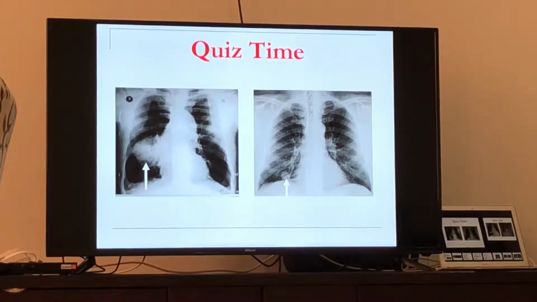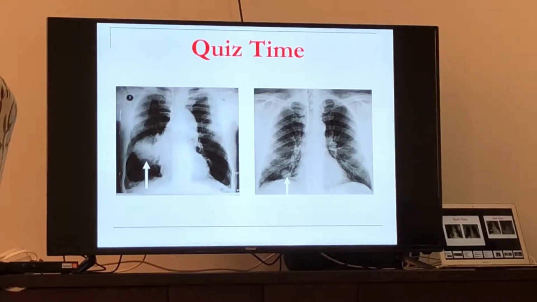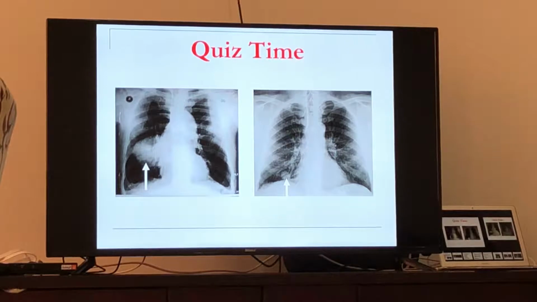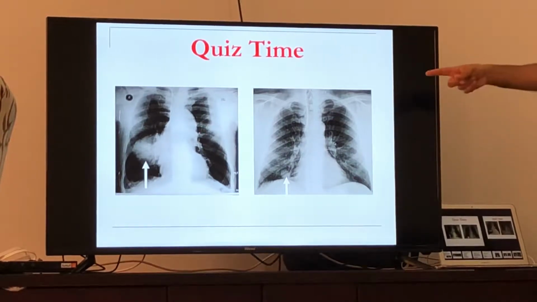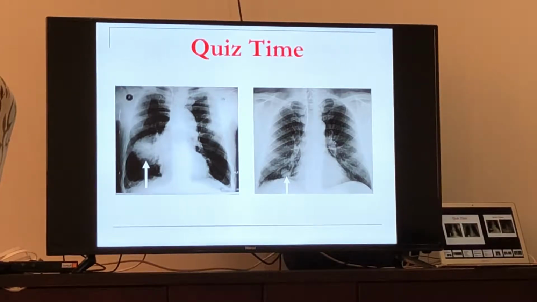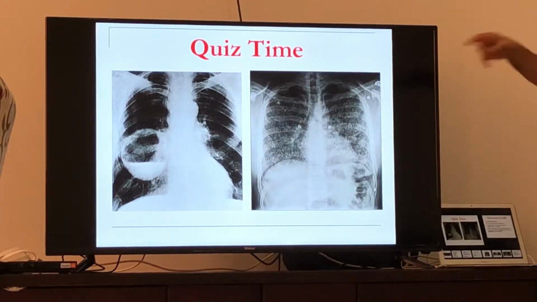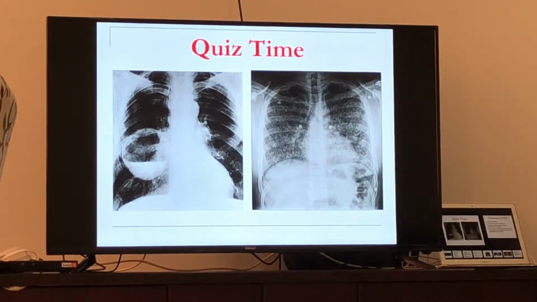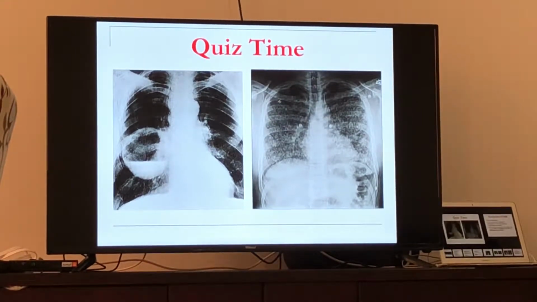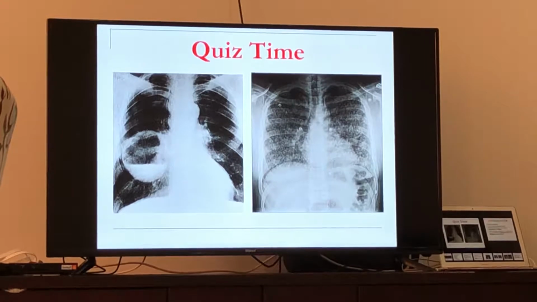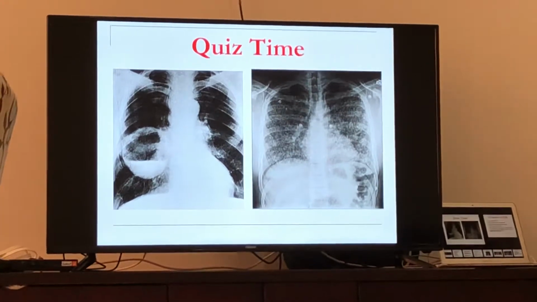On the right? There are two masses. One nodule and one mass. So mass on the left, nodule on the right. Okay? Just by terms. Cavitary lesion. Air fluid level. Yes, cavity lesion. So it's a cavity. Depending on what it is, but it's a cavity, so there's an air fluid level.